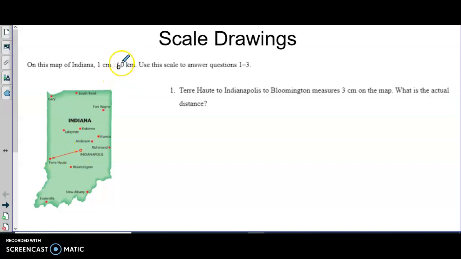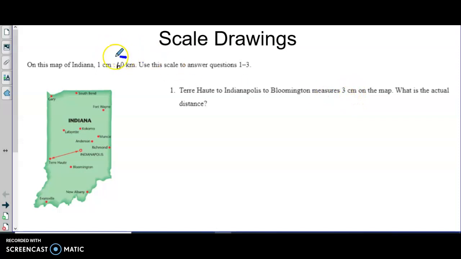I did change that number. So that's not actually real life, but let's answer this one. Terre Haute to Indianapolis to Bloomington measures 3 centimeters on the map. What is the actual distance? So let's look over here and mark what we're looking at, which you don't even have to mark on the map, but just so you know, if you go from here to Indianapolis to Bloomington, it's 3 centimeters long. What is the actual distance?